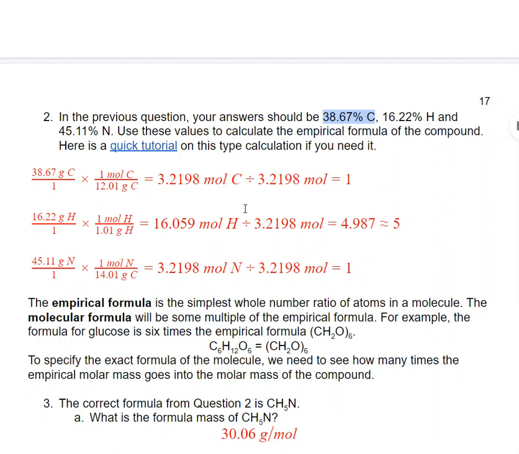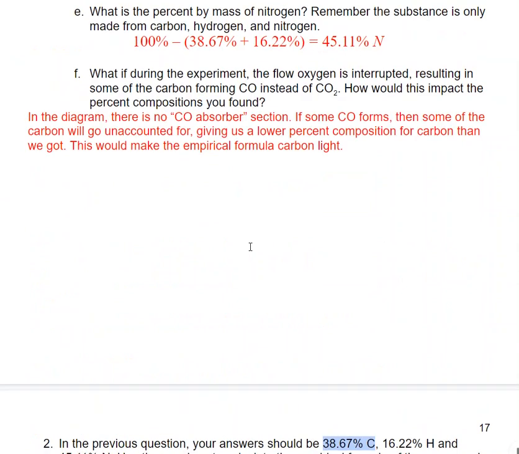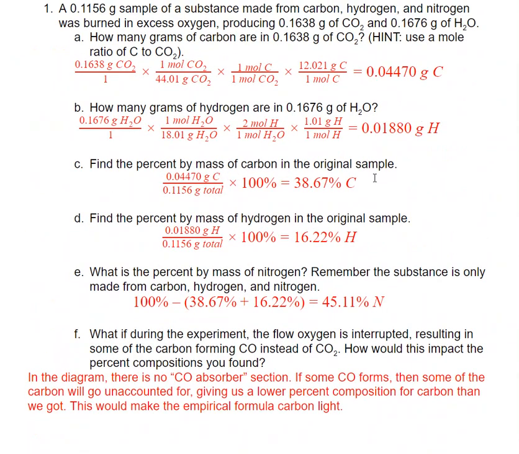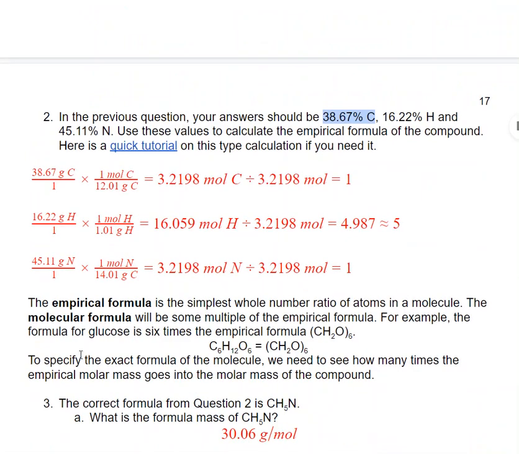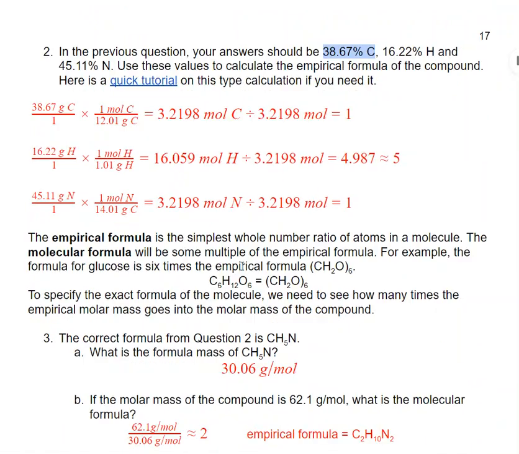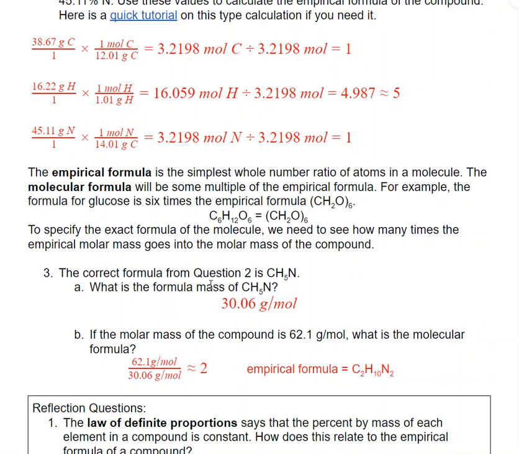Now, if you had used your masses that we had found in this first problem, you would have ended up calculating the same ratio whenever you do this problem. So the empirical formula is the simplest whole number ratio of atoms in a molecule. The molecular formula is some multiple of the empirical formula. So for example, glucose is 6 times the empirical formula of CH2O. So if we want to know the exact formula of a molecule, we're going to need to see how many times the empirical molar mass goes into the molar mass of the compound.